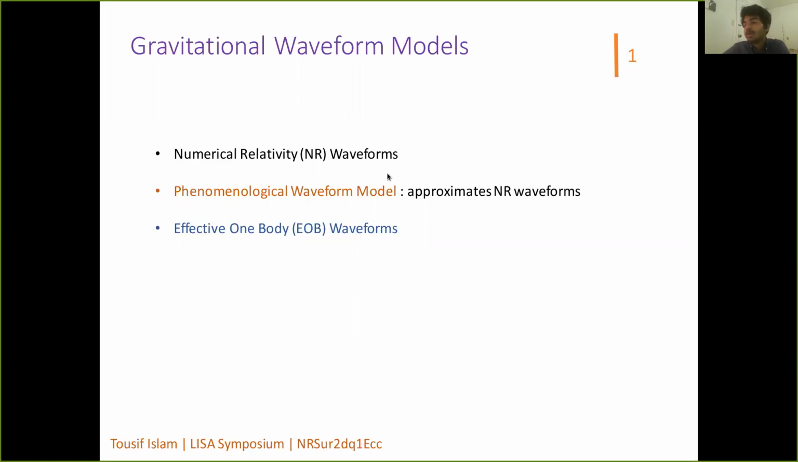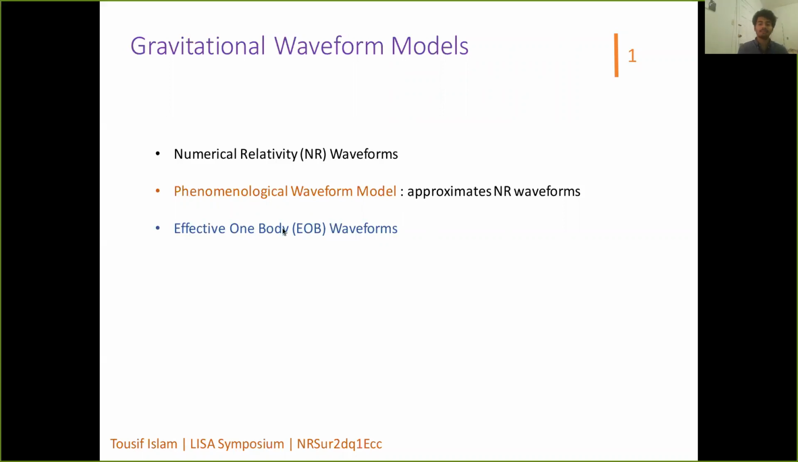One remedy is phenomenological waveform models, which assume some kind of phenomenology about the binary black hole system, for example, whether it's non-spinning or precessing or eccentric, and then approximate the NR waveform. So even though phenomenological waveform models can produce waveforms faster, their accuracy is not really good.